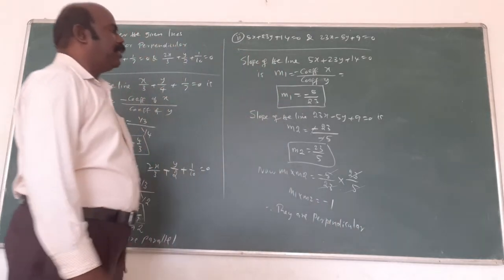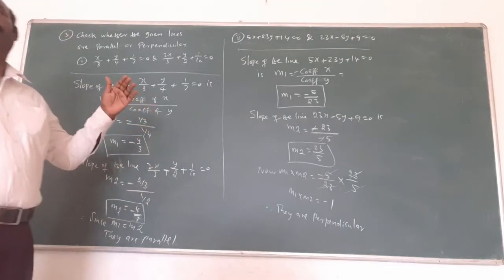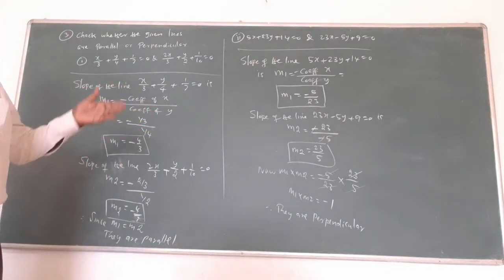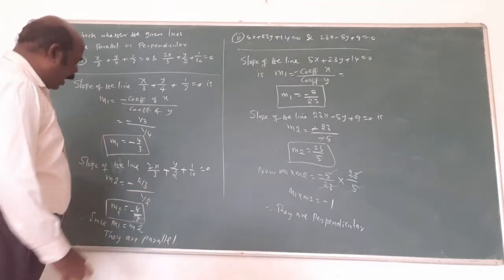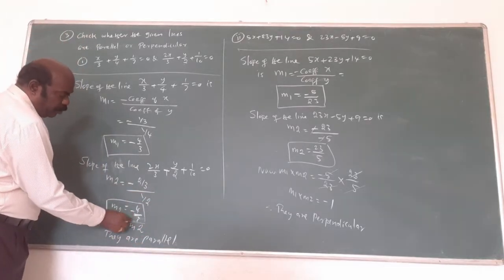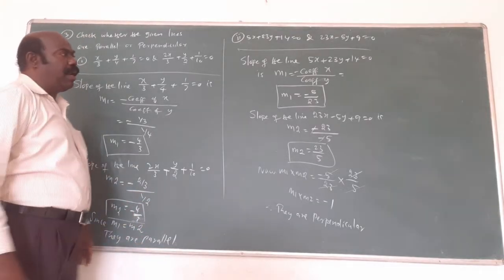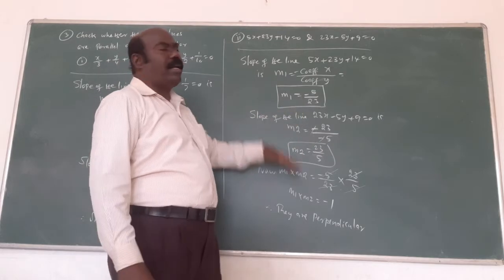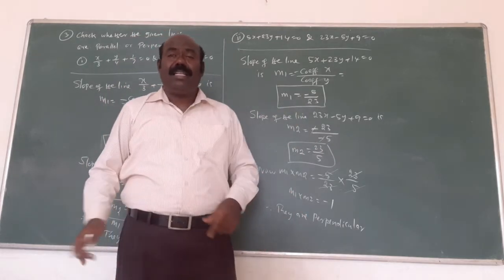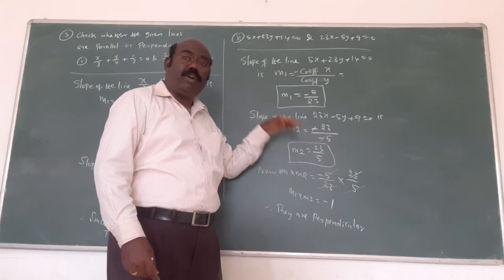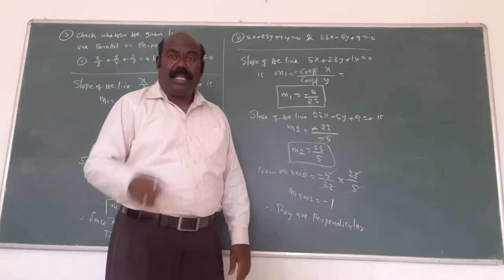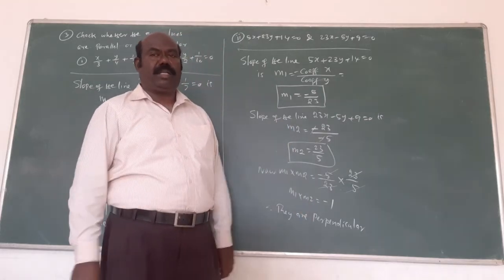Very important simple concept. Find the slope of the first line and the slope of the second line, let them be m1 and m2. Suppose both are equal, that means parallel. For example, minus 4 by 3 is also minus 4 by 3, they are equal. Suppose they are not equal, then the product of the slopes should be minus 1. You check yourself.